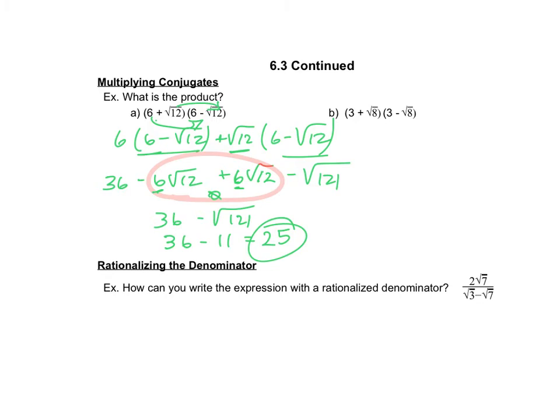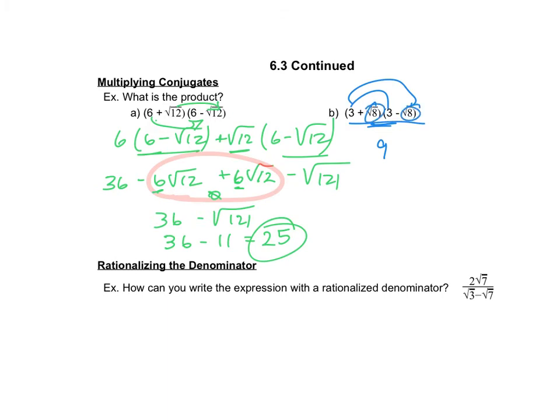Let's work on this next example. And, well, what I do know is I'm going to have 3 times 3, which is 9. This is going to be a positive 3 square root of 8x. This is going to be a negative 3 square root of 8x, which is going to cancel out. Therefore, I'm just going to worry about this.